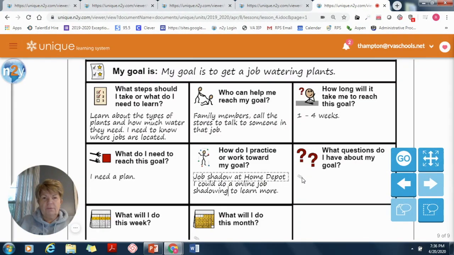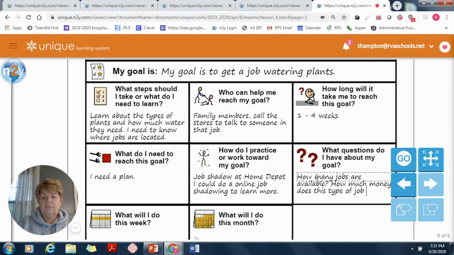All right, now, what questions do I have about my goal? So one of my questions is, how many jobs are available? How much money does this type of job pay? I think those would be two of my questions, is how many of these jobs are available and how much money would I make? That's kind of a big deal, right? You kind of do need to know about that.